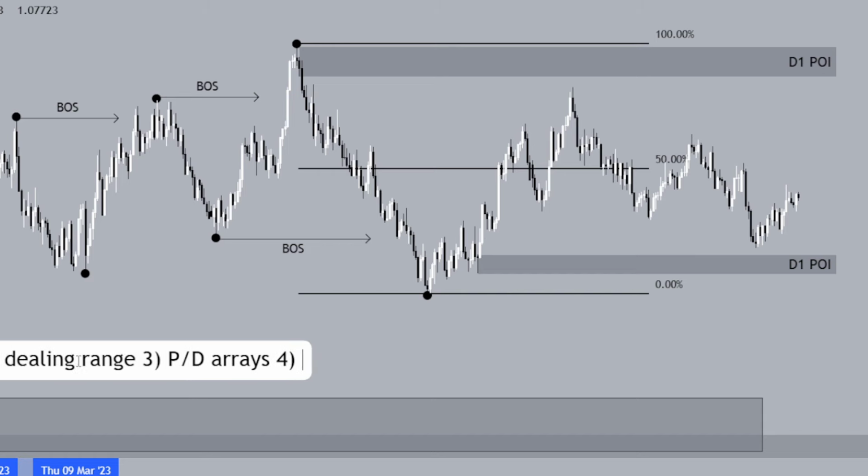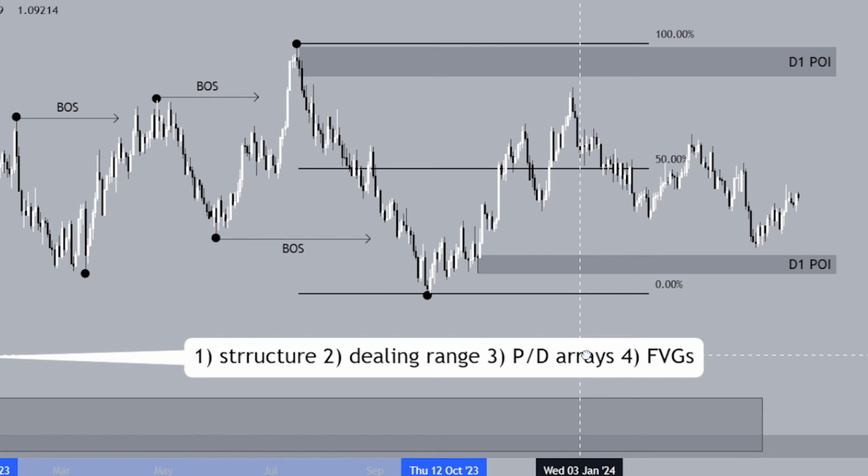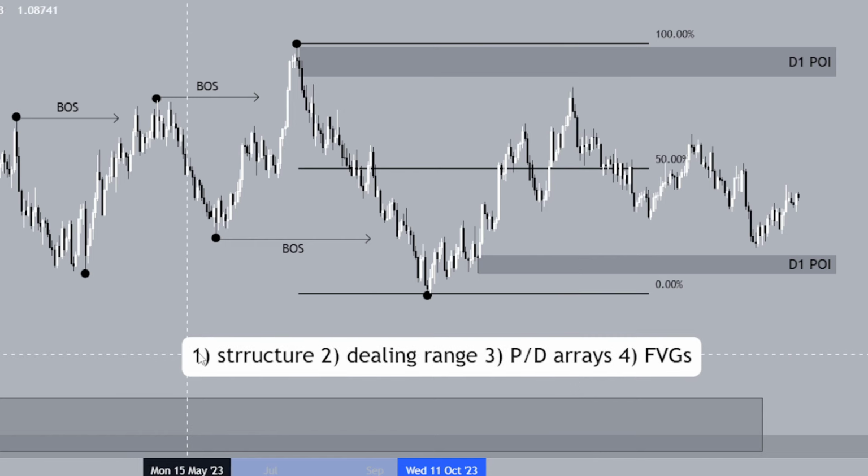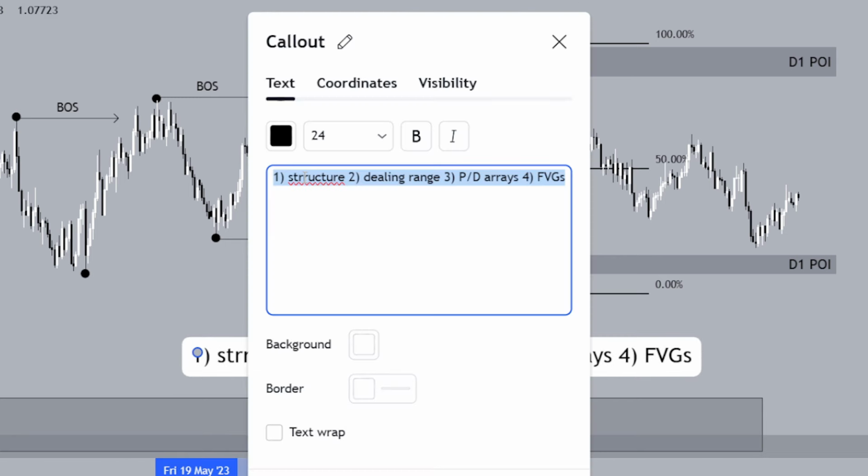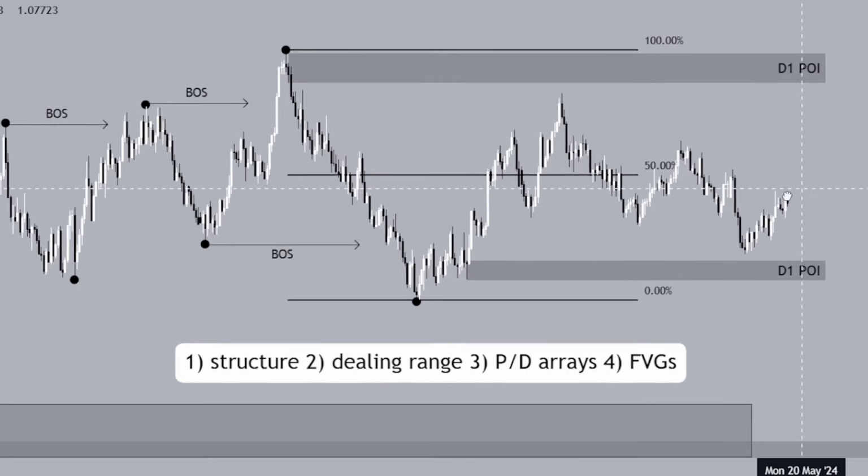And last but not least, we want to be looking for the areas of fair value gaps, the areas of inefficiency, right? So if we bring that to the bottom of the screen so people can see: structure, dealing range, PD arrays, and fair value gaps, right? The four secret pillars to determining a higher time frame bias.